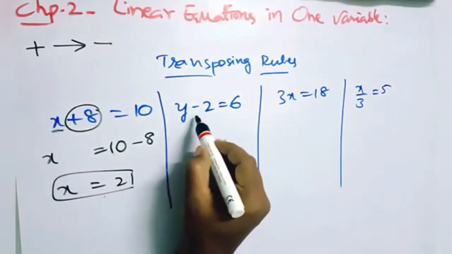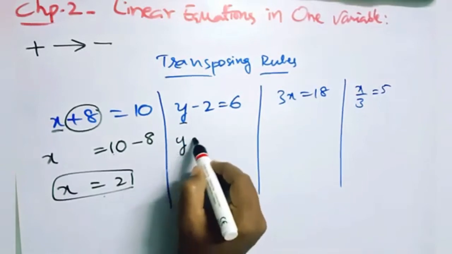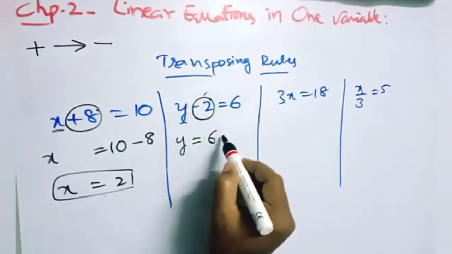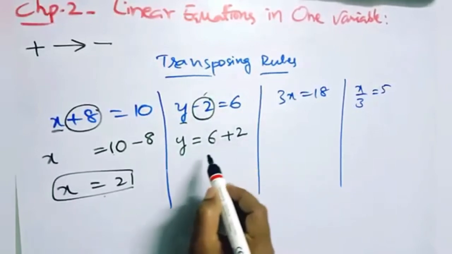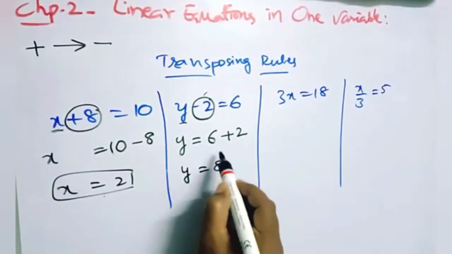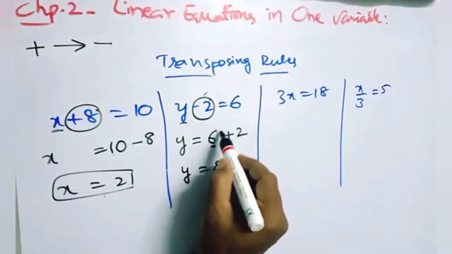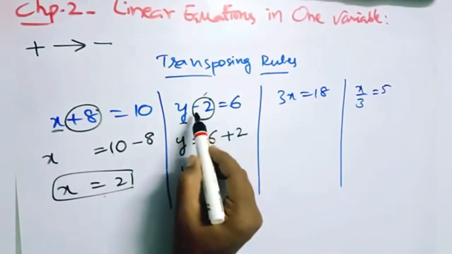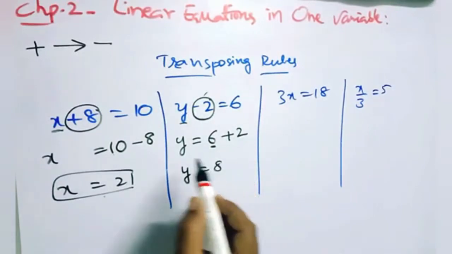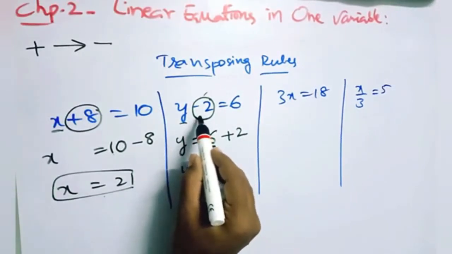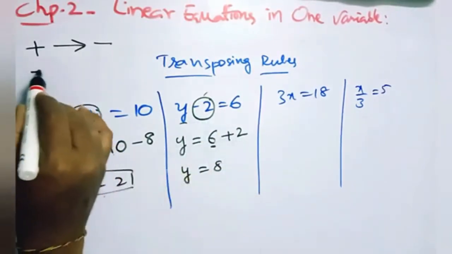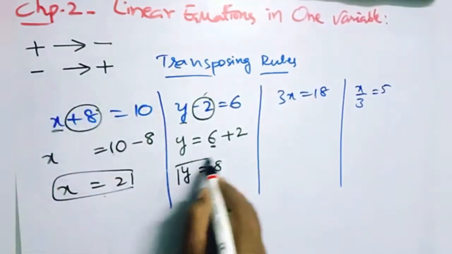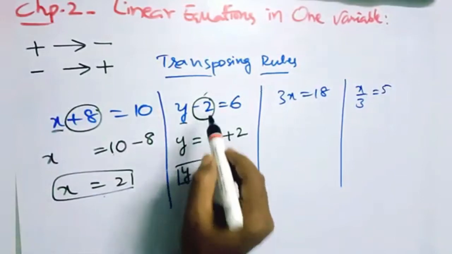The next one, now we are going to find the y value here. To find the y value, we need to transpose the negative to the right side, so it becomes positive 2. So write down y is equal to 8. Always write the right side number first, and after that you should write the transposed numbers. If I transpose a negative number to the right side, it becomes positive. Then y is equal to 8. So y is equal to 8 is the solution of this equation.